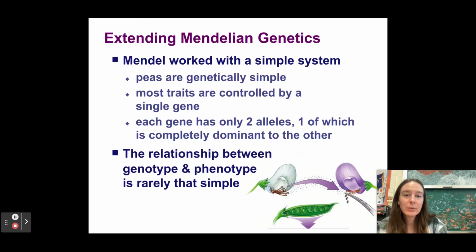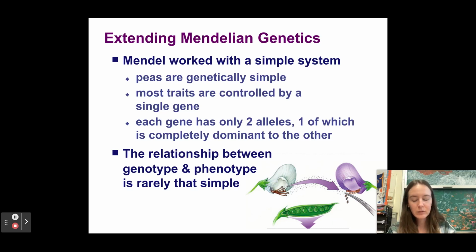So now we're going to explore a little bit beyond Mendelian genetics, and we're going to look at non-Mendelian genetics. What's the difference between Mendelian and non-Mendelian? Well, Mendelian genetics is a simple system. We're looking basically at pea plants, and they're genetically simple because most traits are controlled by a single gene. So, for example, the seed shape for pea plants is controlled by just one locus on the chromosome. There's not multiple loci that are determining that trait. And each gene only has two alleles, and one is completely dominant.